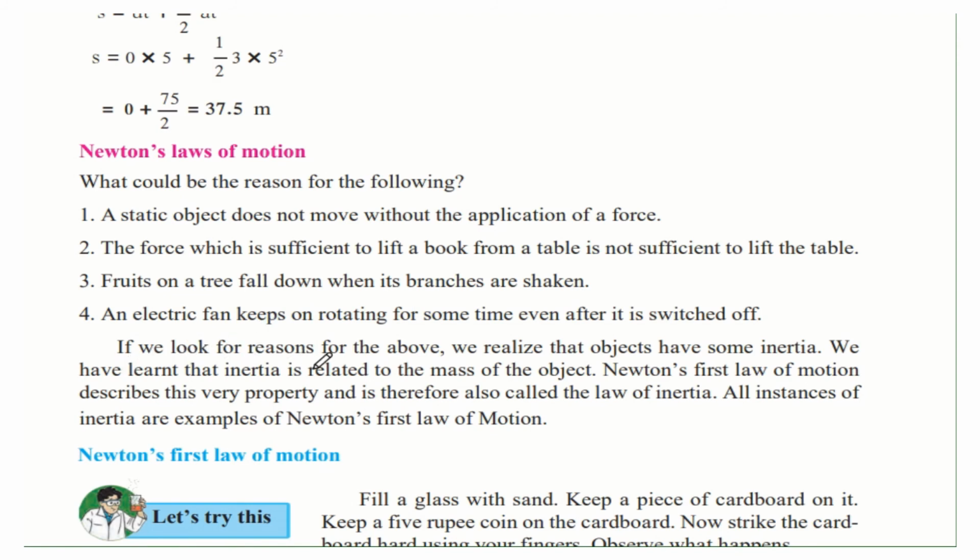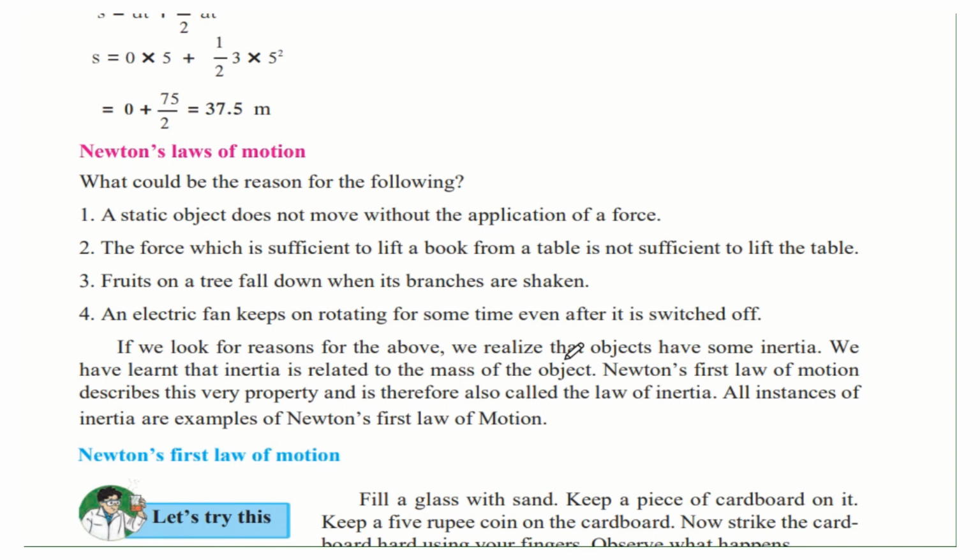If we look for reasons for the above, we realize that objects have some inertia. So what is inertia? Inertia is actually a property of matter by which it continues in its existing state of rest or uniform motion in a straight line unless that state is changed by an external force. So what does this exactly mean? That if an object is at rest, it will continue to stay at rest, or if an object is in motion, it will continue to be in motion for some time unless an external force is applied.